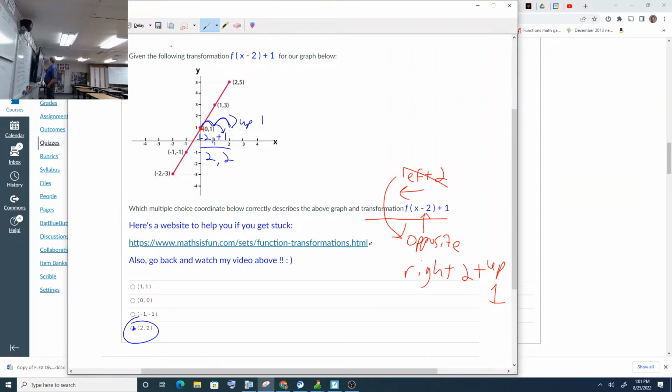Right 2, up 1. Yeah, that does put us at 2, 2. Look at that. Right, it'll be the same slope, so that means up 2 over 1. And so you end up making this parallel line, and that's our new line. But in the homework, they just asked you for the coordinates on that parallel line, on that transformed line.